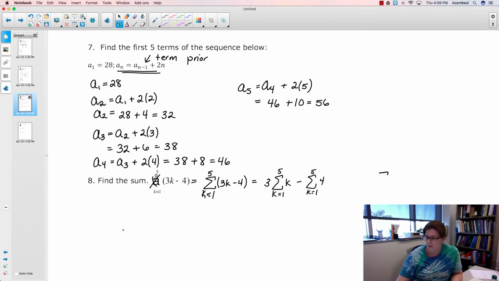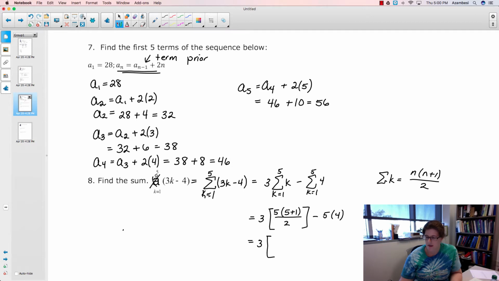So the formula for the sum of k is equal to n times n plus 1 over 2, where n is the number on the top. So here this would be 3 times 5, 5 plus 1 over 2, minus the sum of a constant, which is always the constant times the number of terms. So here I have 3, and on the inside I get 5 times 6, or 30 over 2, or 15, minus 20, or 45, minus 20 gives me 25.